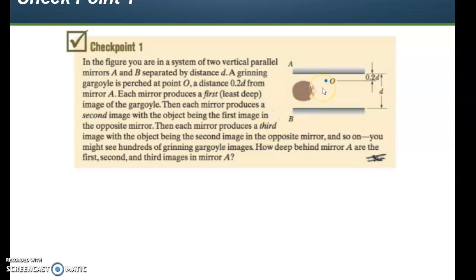So the first one is going to be 0.2 behind here, right? The next one is going to be reflecting off of this one and then back again, so that's going to be 1.8. The one beyond that is going to be this distance plus the next one, so it's going to be where that one believes it should be, and then it's going to be 2.2 out there. So the answer is the first image is 0.2d, the second is 1.8d, and the third is 2.2d. Okay?